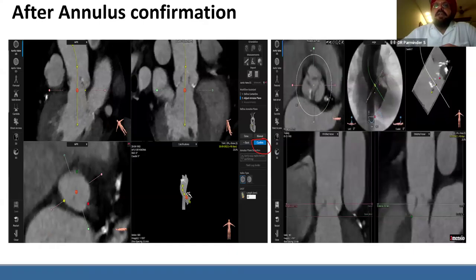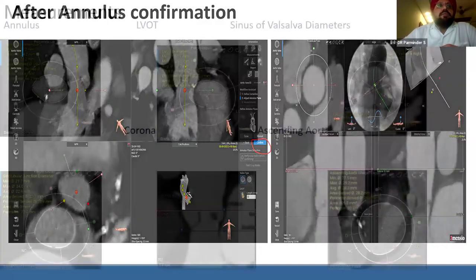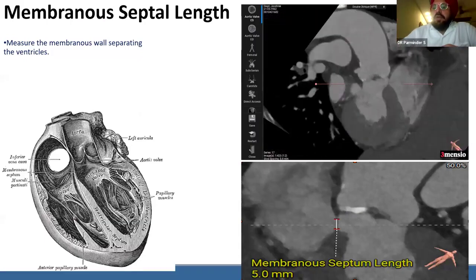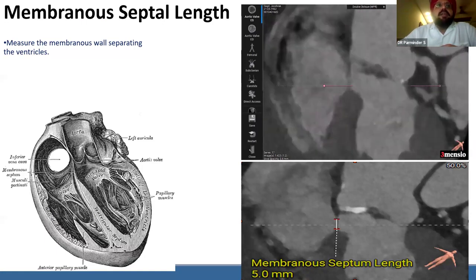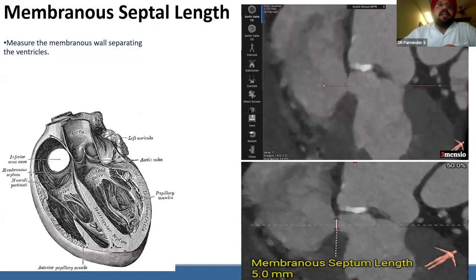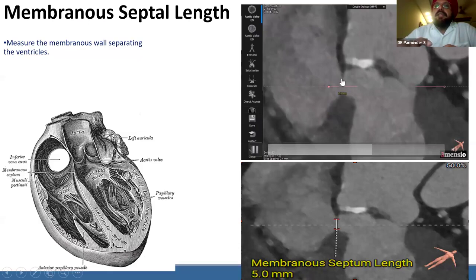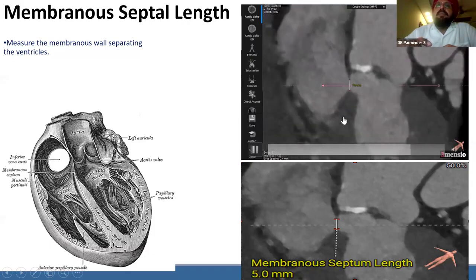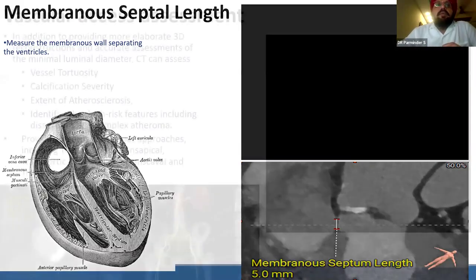Measurement of the annular plane, and this is confirmation. Always confirm the annular plane once we have created it, because all your measurements depend on your annular plane. Another interesting thing is the membranous septal length. This can also be measured easily from the CT scan. Here this is the septum, and this is the membranous septum. So measurement of the length of the membranous septum may help us in deciding the risk of needing a pacemaker after the procedure, particularly if we are using self-expanding valves.